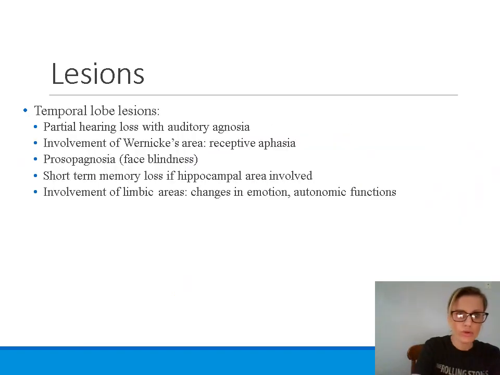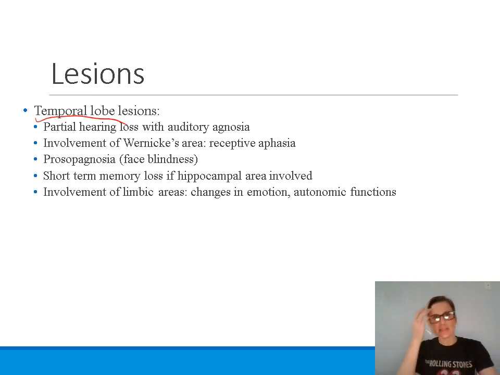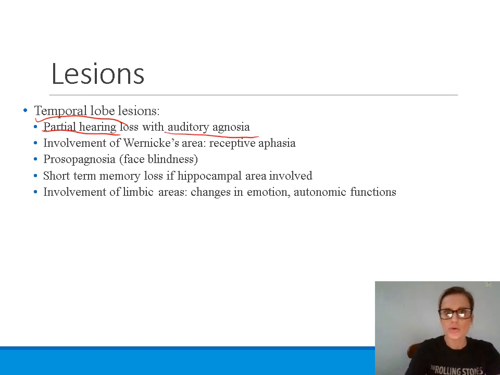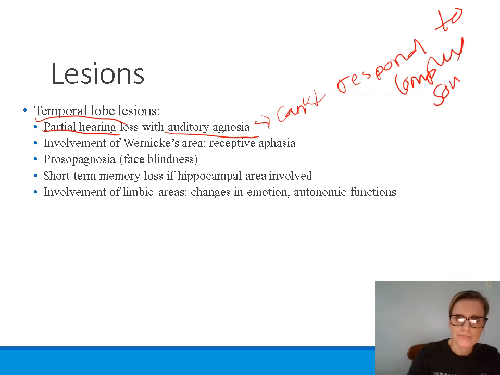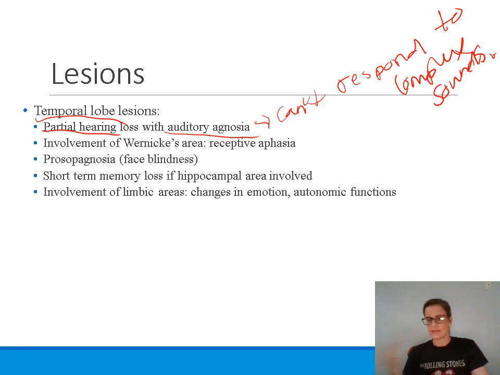Okay, so temporal lobe lesions. Temporal lobe lesions can be associated with partial hearing loss and auditory agnosia. Auditory agnosia is when you can't respond appropriately to complex sounds. So you don't understand the significance of the sounds that you're hearing.